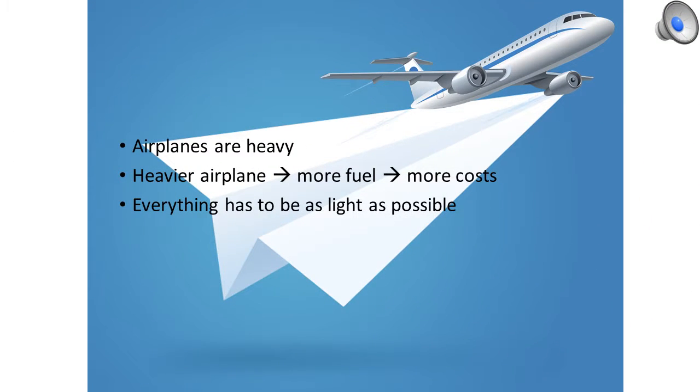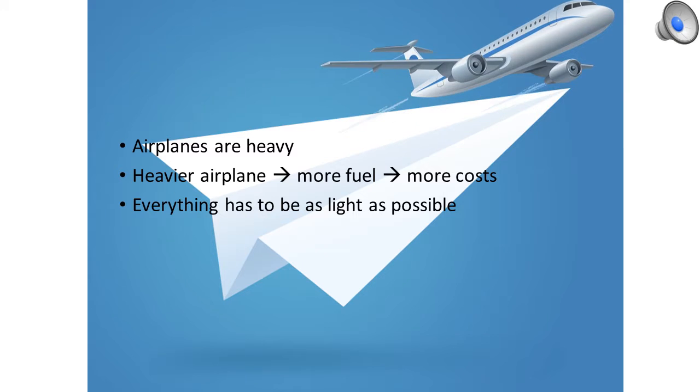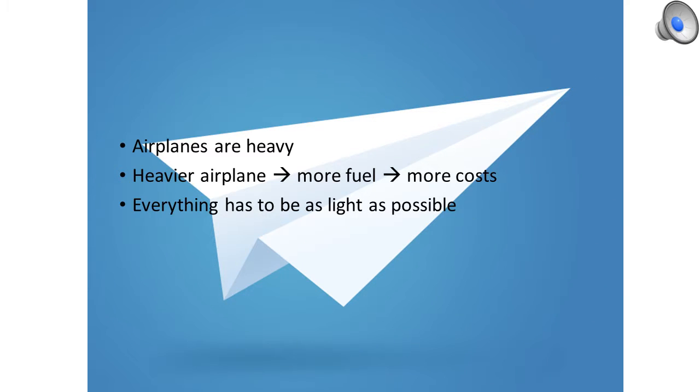Let's go back to the airlines. Airplanes are heavy, and a heavier airplane means more fuel, and this means more costs. And every company wants to avoid extra costs. Every kilogram an airline removes from an airplane saves $100 from the aircraft's yearly bill. Airlines try to make everything as light as possible by laying thinner carpets and using light cardboard boxes for its food. Seats are replaced by seats with lighter materials, and this may save them 8 kilograms weight per seat.